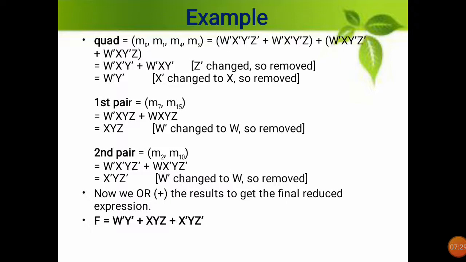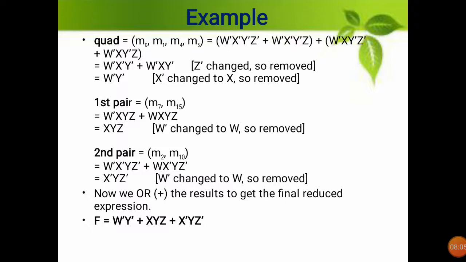Now come to the first pair, M7 and M15. Here W bar changed to W. So we remove W and our final min-term expression is X, Y and Z. In the second pair, M2 and M10, again W and W bar are changed. So we remove this W variable and the final min-term expression is X bar, Y, Z bar.